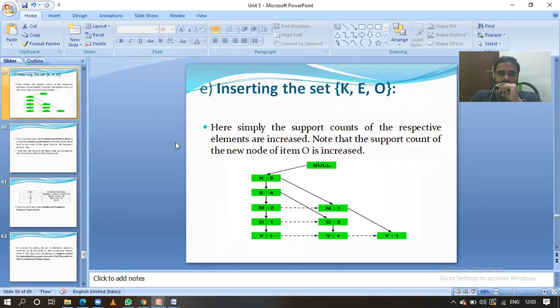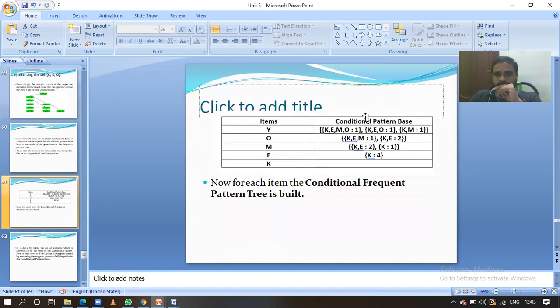Let us see how we are going to add the first one. What is the first path? K, then we reach up to E M O, and finally we write the support of y here. K E M O, and how many times does it support? This one, right?